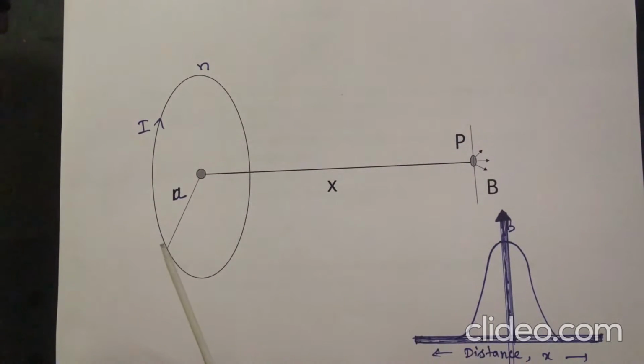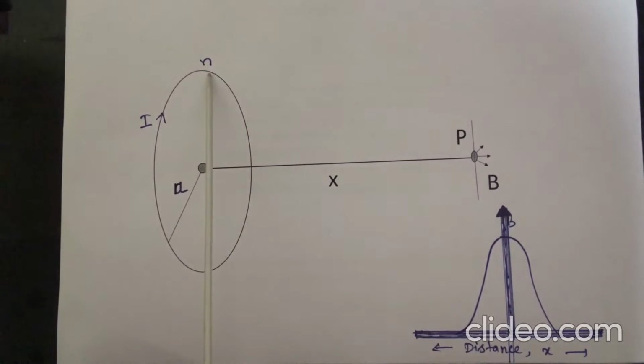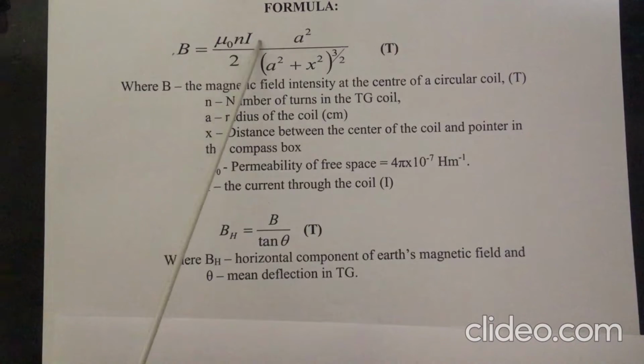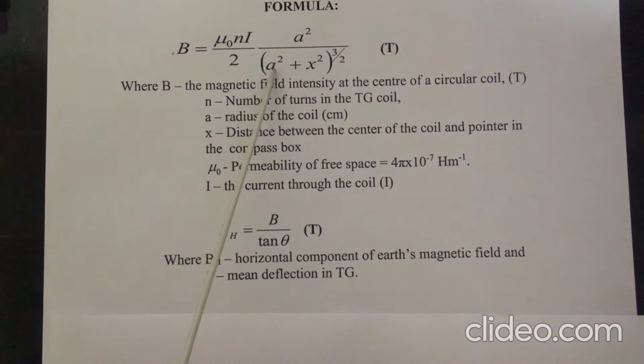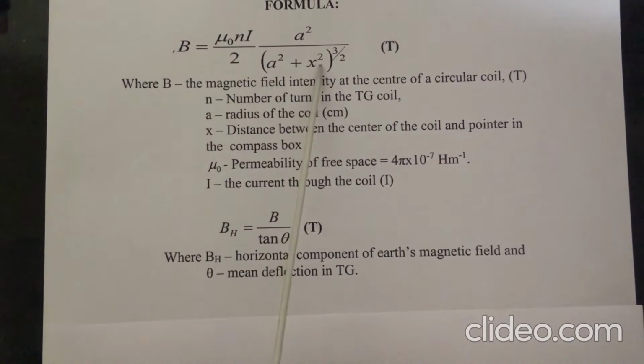A current carrying conductor generates a magnetic field. According to Biot-Savart's law, the total magnetic field at a point P, which is at a distance x away from the center on the axis of the coil of radius a, having n turns, is given by B is equal to mu naught N I by 2 into a square divided by (a square plus x square) whole to the power of 3 by 2 Tesla, where B is the magnetic field intensity at the center of a circular coil or at any distance x.